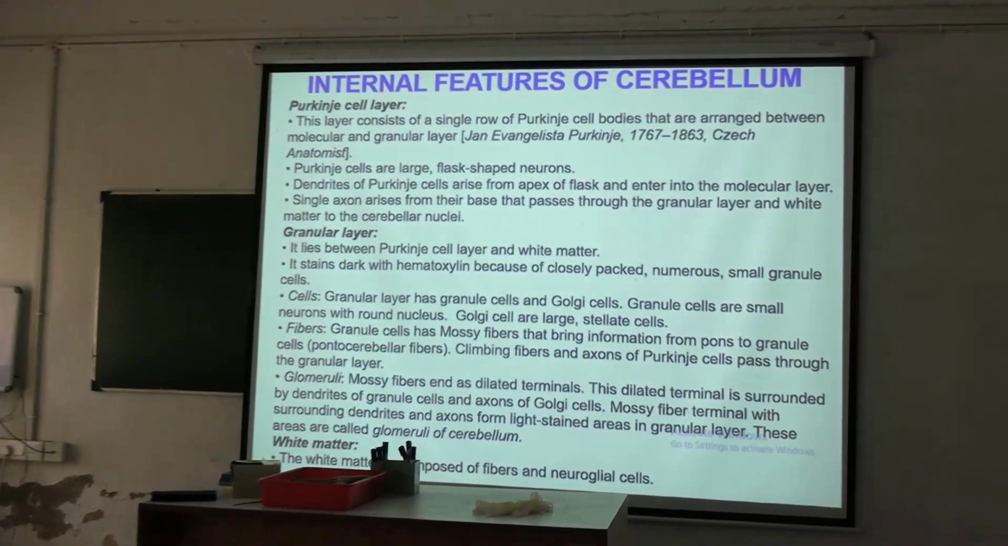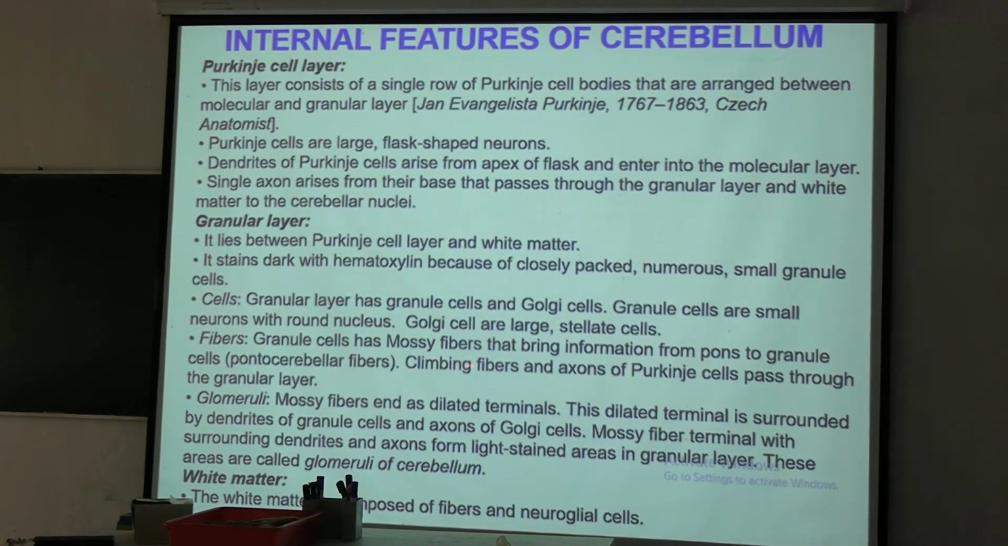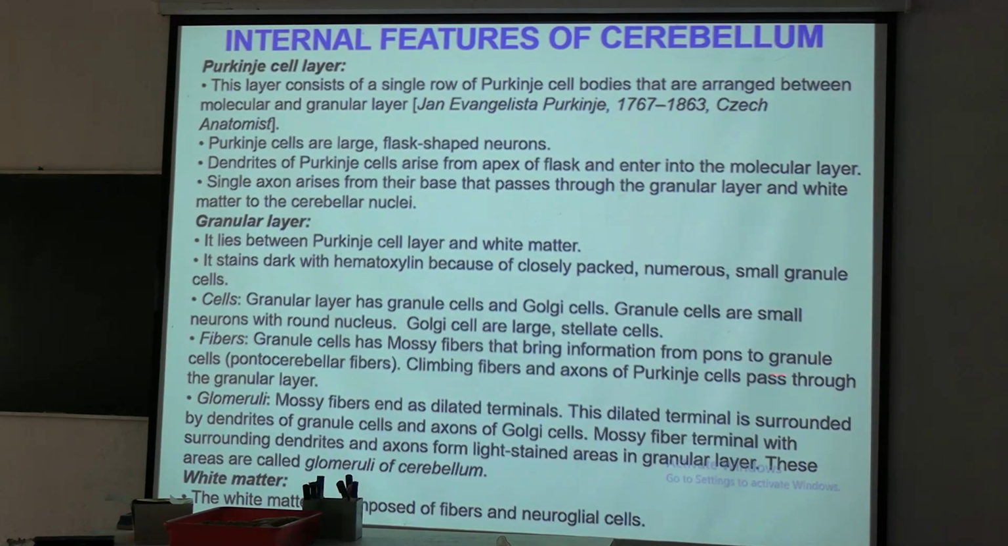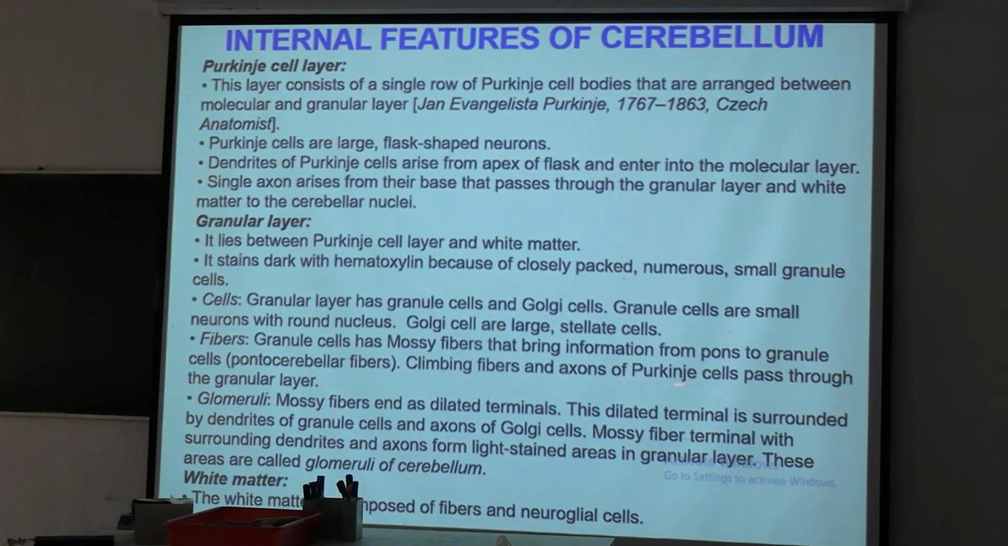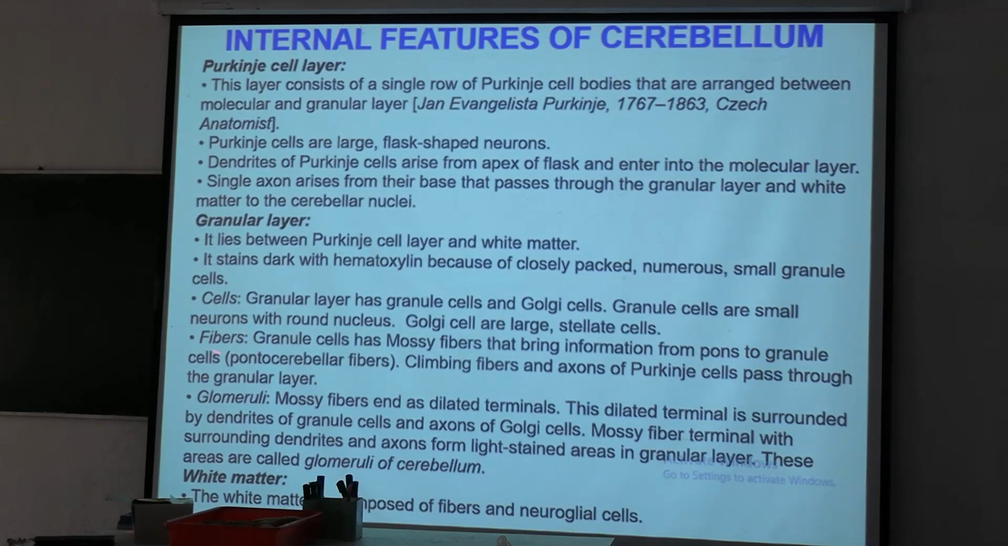Okay. What are the fibers in the granular layer? Granule cells have mossy fibers that bring the information from the pons to the granule cells, the pontocerebellar fibers. And climbing fibers and axons of Purkinje cells pass through the granular layer. So these are the fibers in this layer.